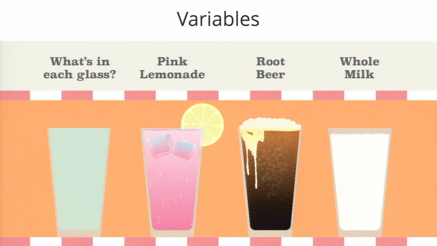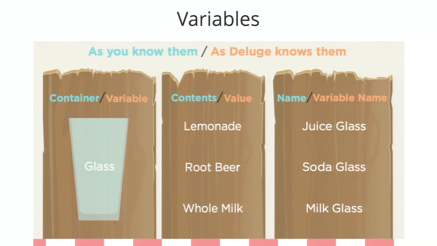So we have this question here. We have an empty glass. What's in each glass? We've got pink lemonade, root beer, and whole milk. We can break this down a little bit. The blue text is as you know them. In orange, it's the Deluge. So these are just a separating of terms.